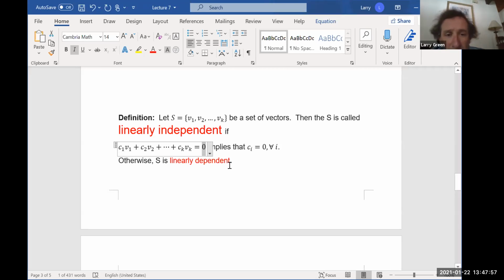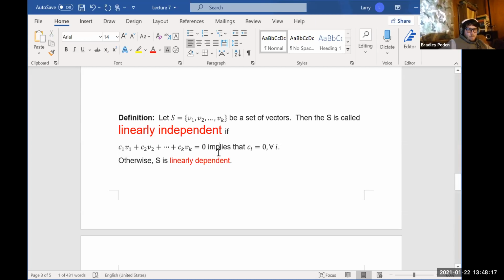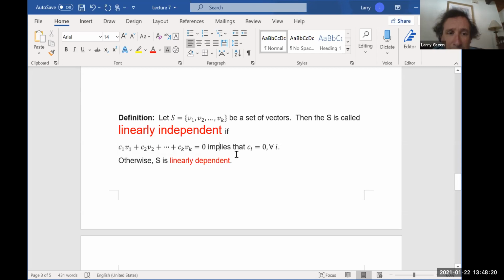So hopefully it's clear that if you let all of the C's be 0, then you get an equation: 0 times V1 plus 0 times V2 plus ... plus 0 times Vk is 0. Do you all agree that you get 0 if you do that? Yes. Okay. What it means to be linearly independent is that that's the only way of getting 0 with a linear combination of V1 through Vk. There is no other way of getting the 0 vector other than the trivial solution. Any questions on this idea?